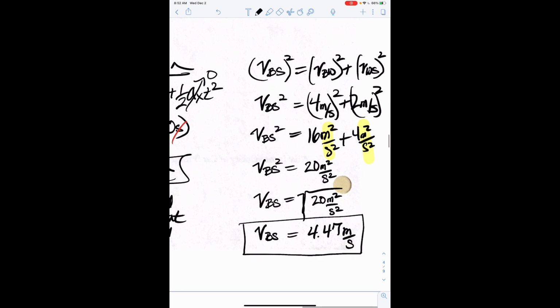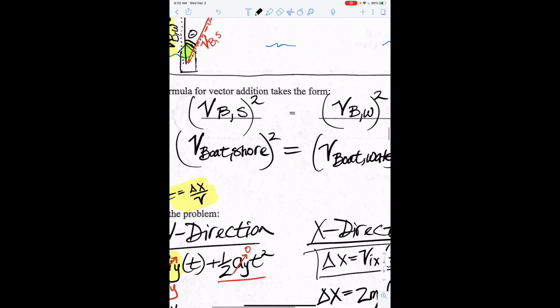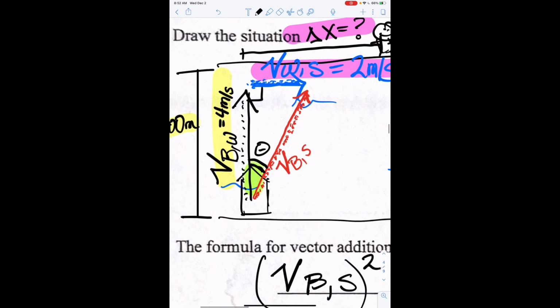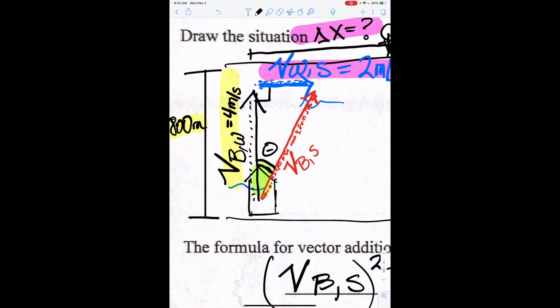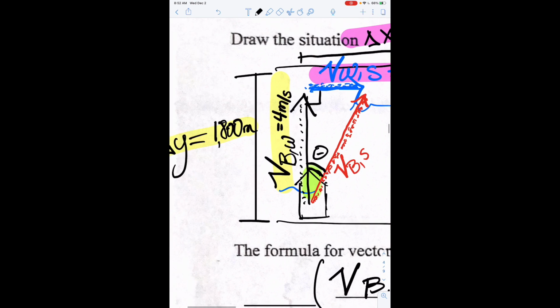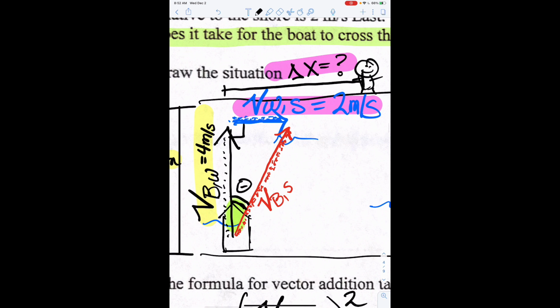All right, so good. Is it a larger velocity than just the boat on its own and the river on its own? Sure, right? It should be. It's the hypotenuse. This vector is the hypotenuse. So you can write the Pythagorean theorem for the 3 vectors, or you could write it for the 3 displacements, meaning you could have used 1800. What was this delta x we solved for? Was it 900? I think it was 900.